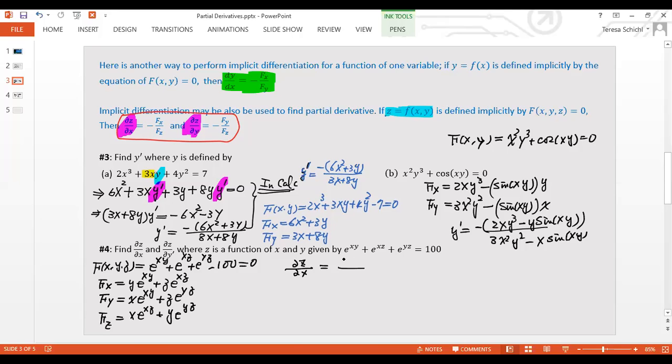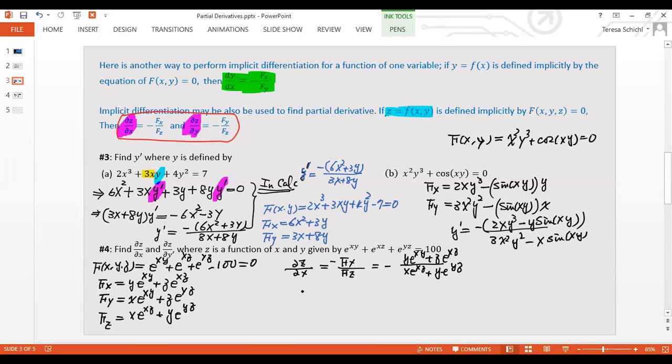It will just be the negative f of x, f of the z's, right? So you have a negative sign in front. So f of the z is x e to xz plus y e to yz. Then what is f of x? f of x is y e to the xy plus z e to the xz, right?